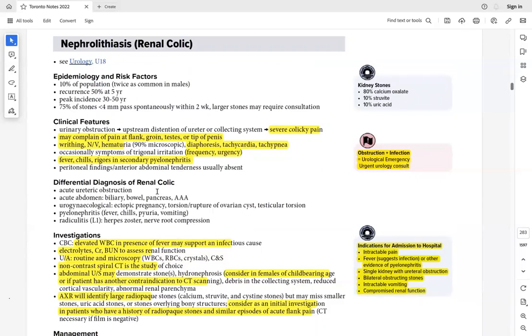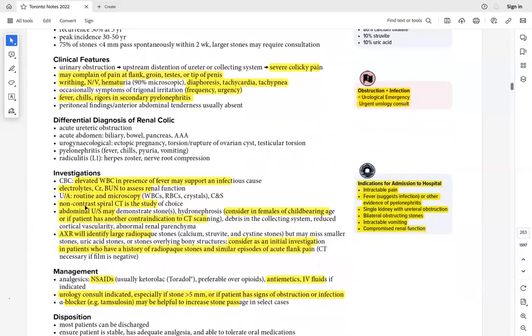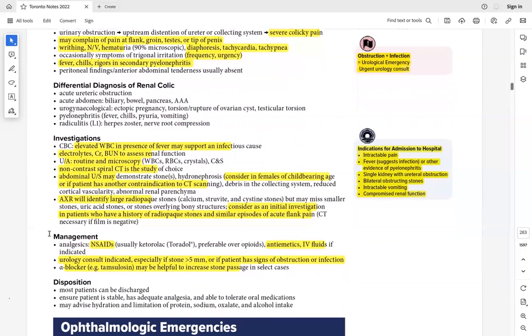What we have to do? After the investigations, if the patient is a pregnant lady or a child, we do an ultrasound. Okay, if they are other than that, the diagnostic investigation is CT scan. After CT scan, if we see stones, then we move to KUB. So the first investigation is CT scan, and after CT scan we do KUB.